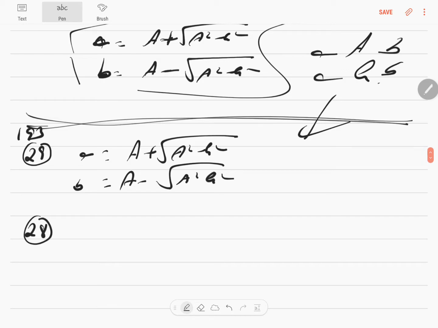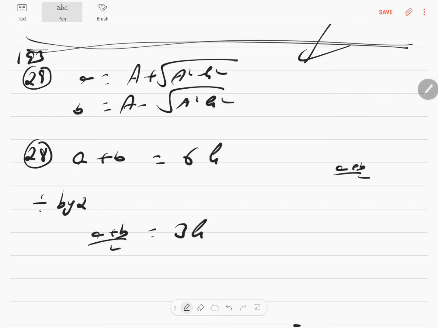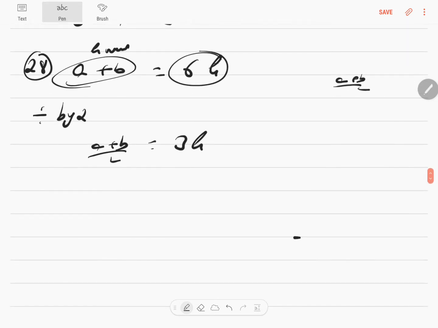Then the 28th question. The two numbers are always a and b. So a plus b is equal to 6 times the geometric mean. You know that the arithmetic mean is (a plus b) by 2. So dividing both sides by 2, (a plus b) by 2 is equal to 3G. This is given: the sum of the two numbers is 6 times the geometric mean. So the arithmetic mean itself became 3G.